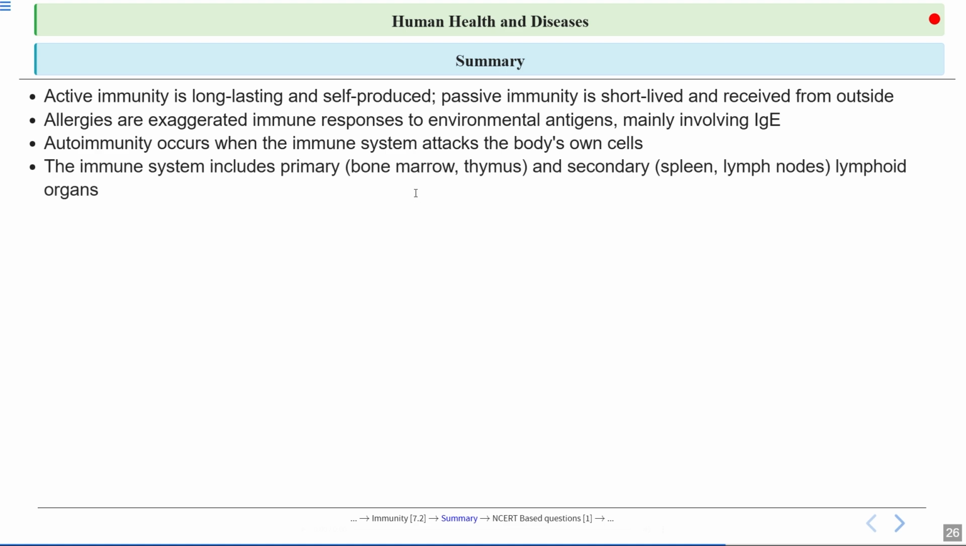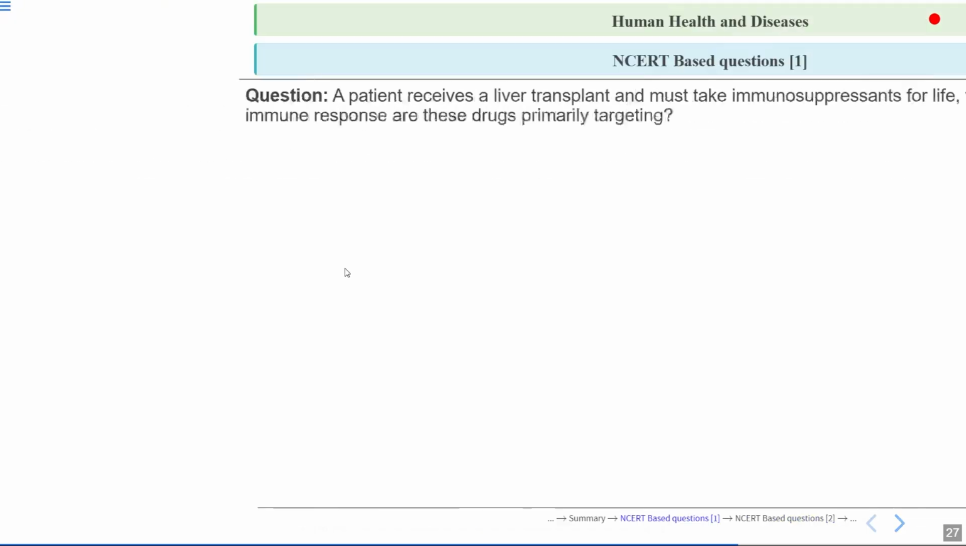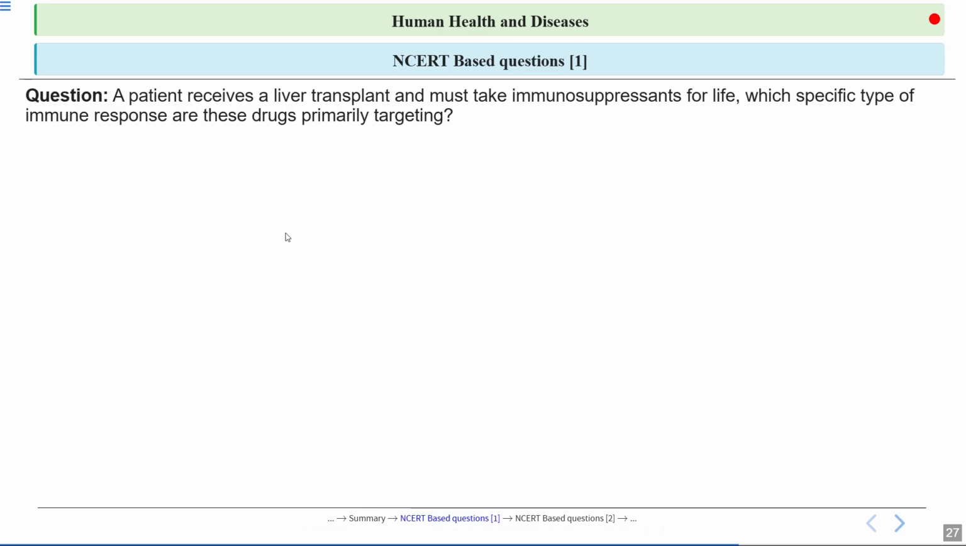Now the immune system also includes the primary and the secondary lymphoid organs. Primary lymphoid organs include bone marrow and thymus, and secondary lymphoid organs include spleen and lymph nodes as well. We also talked about MALT. This comprises 50% of lymphoid tissue and is found in major body tract linings. Let's discuss some NCERT based questions.